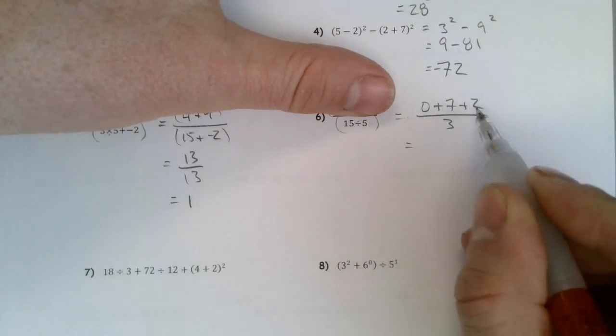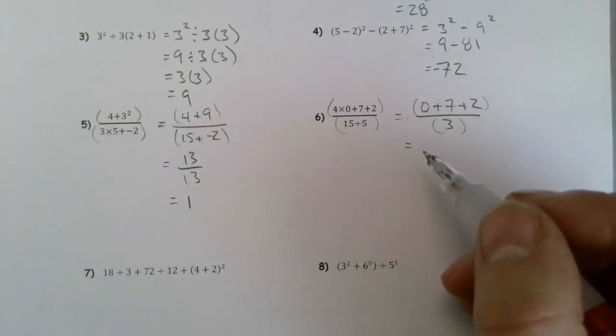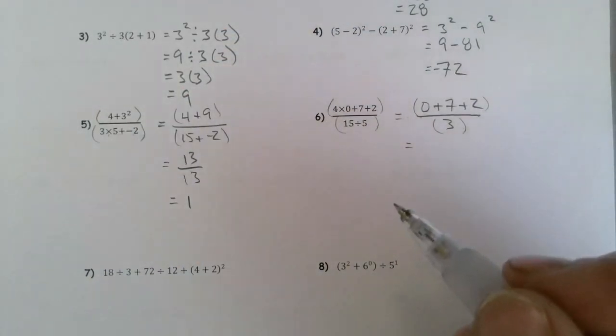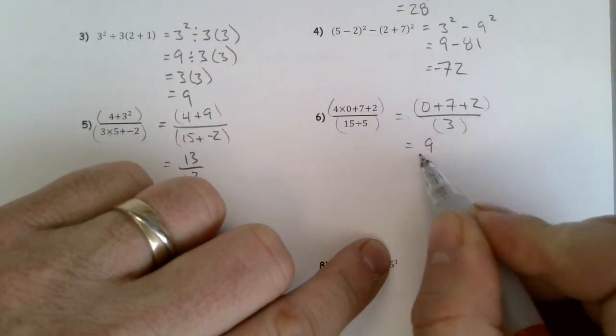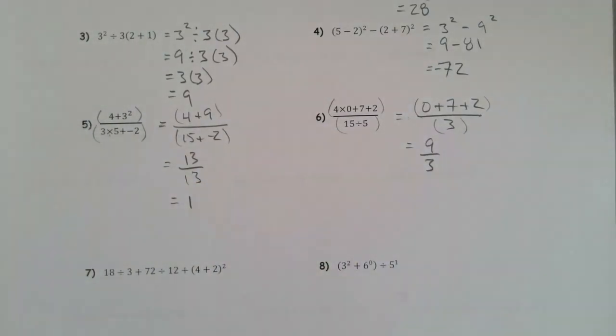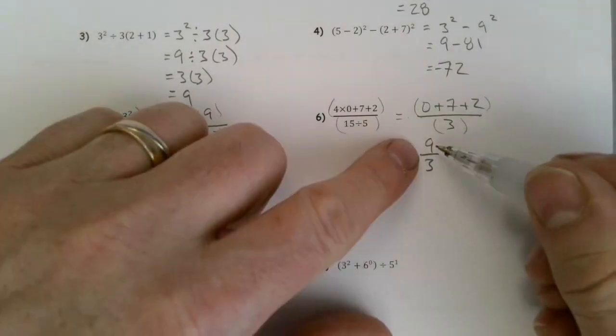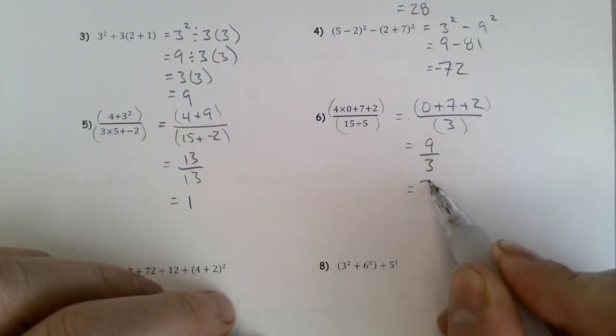Now, in the numerator, remember, we've still got parentheses here, although in the denominator, I don't need to write it anymore because I'm done. But 0 plus 7 plus 2 is going to be 9 divided by 3. I've dealt with everything inside the parentheses. Now I can deal with the operation between the numerator and denominator. 9 divided by 3 will be 3.